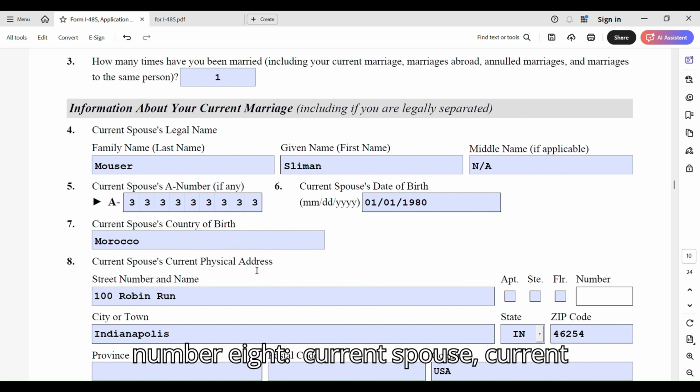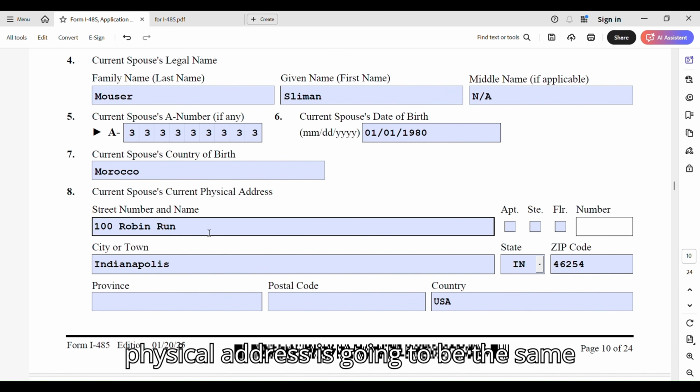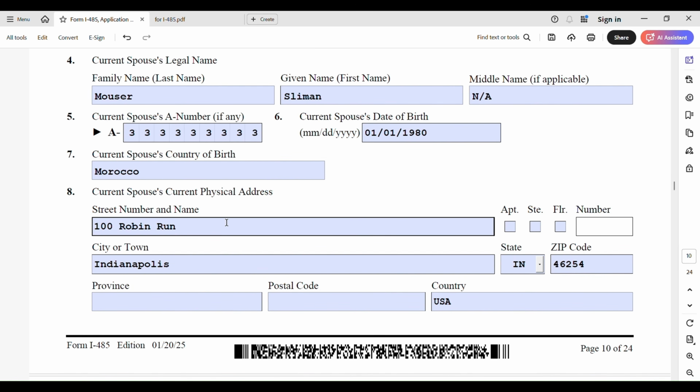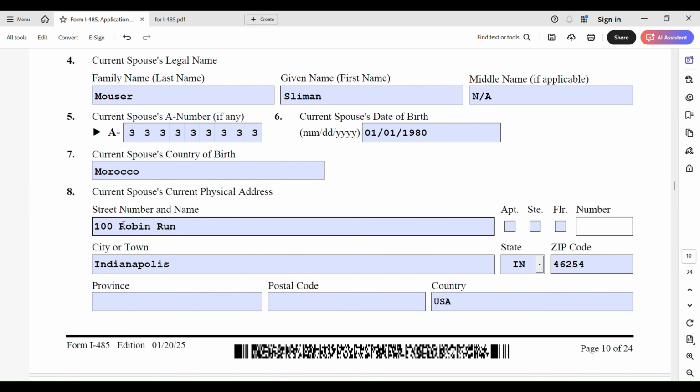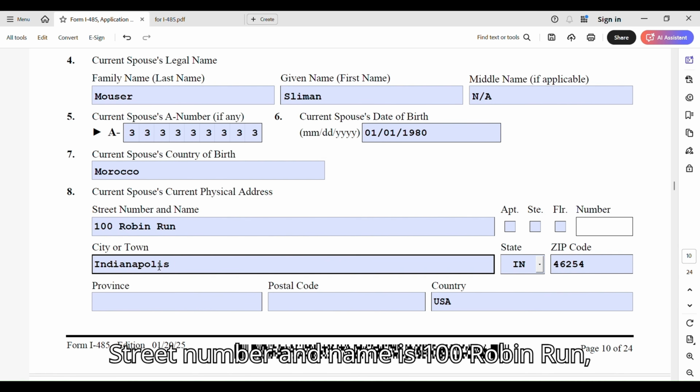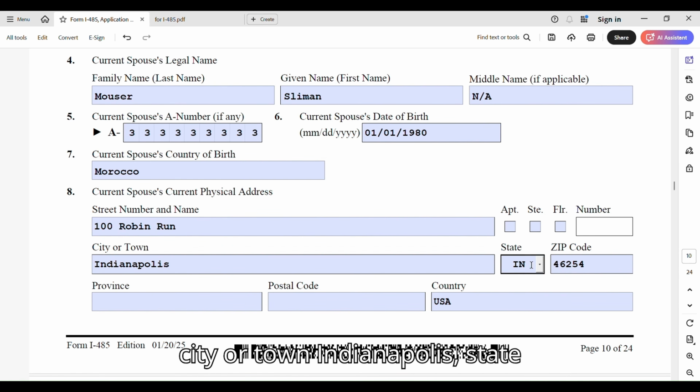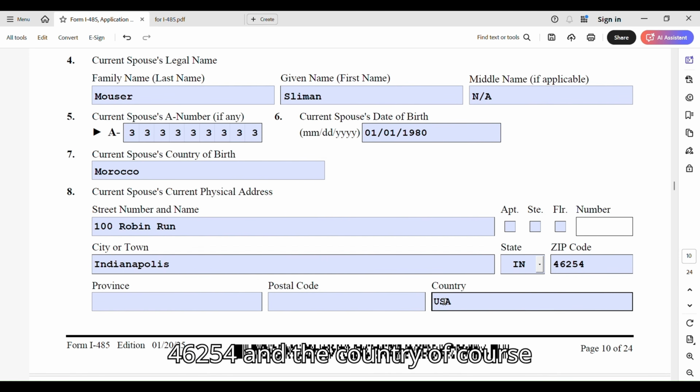Question number 8. Current spouse current physical address is going to be the same as the address we provided for my fiancee. Street number and name is 100 Robert Run. City or town, Indianapolis. State, Indiana. Zip code is 46254. And the country, of course, US.